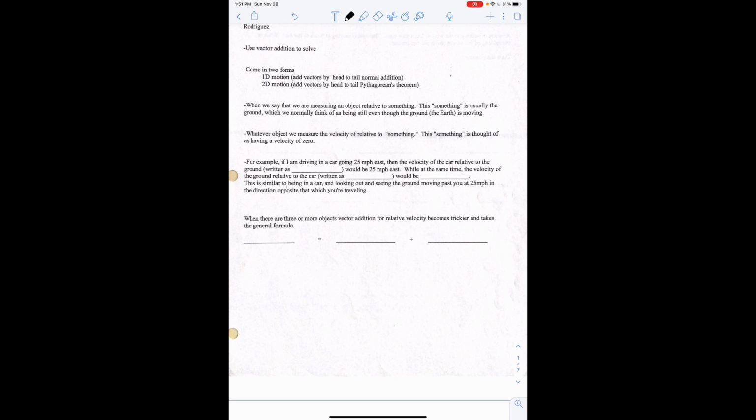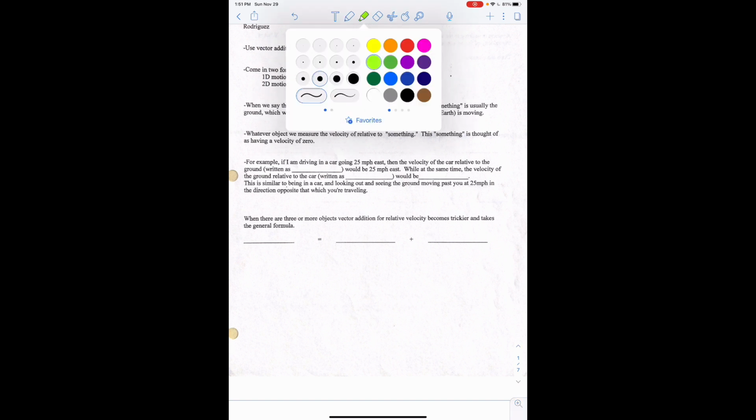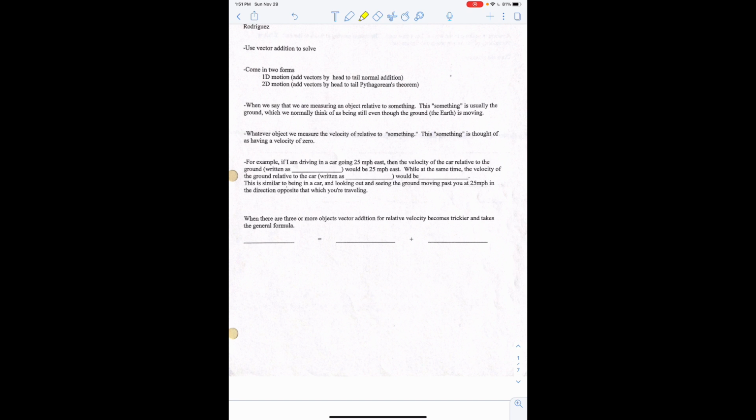When we say something is moving relative to something, whatever that something is that it's moving relative to is thought of as having a velocity of 0. So if I am moving relative to the Earth at 5 meters per second to the right, we think of the Earth as not moving. But we know that's not true because the Earth is actually spinning and at the same time moving around the sun, right? So whatever we say it's moving relative to, we assume that that something has a velocity of 0.